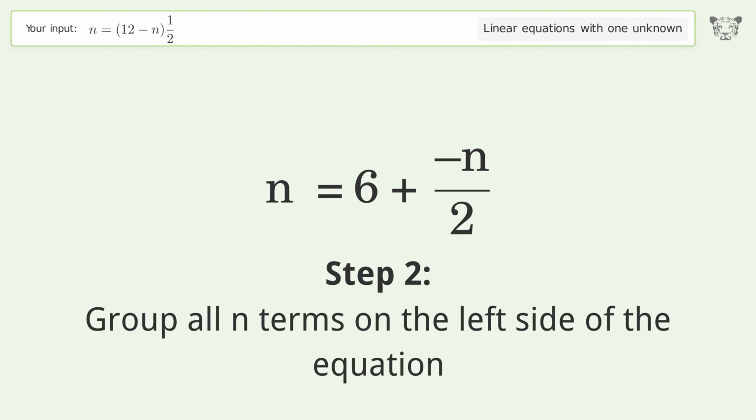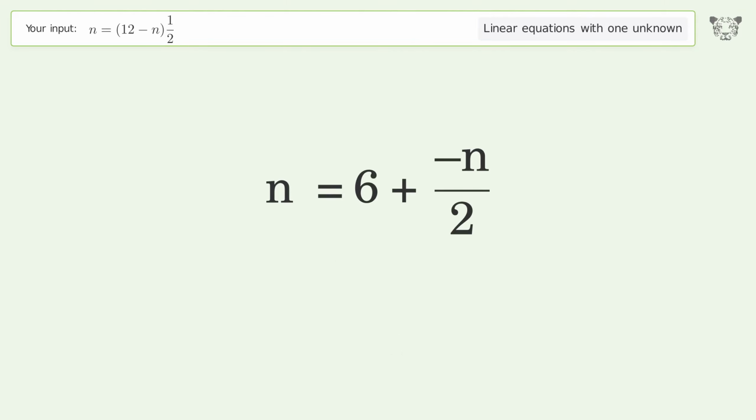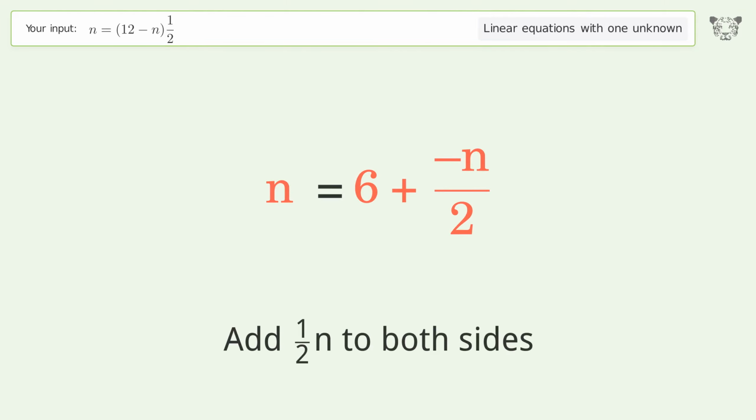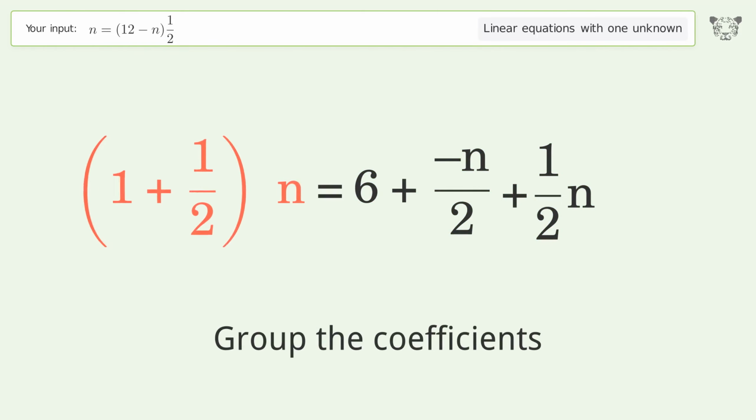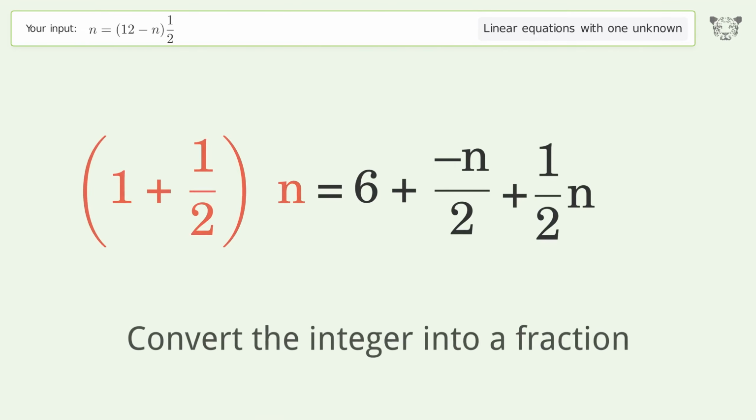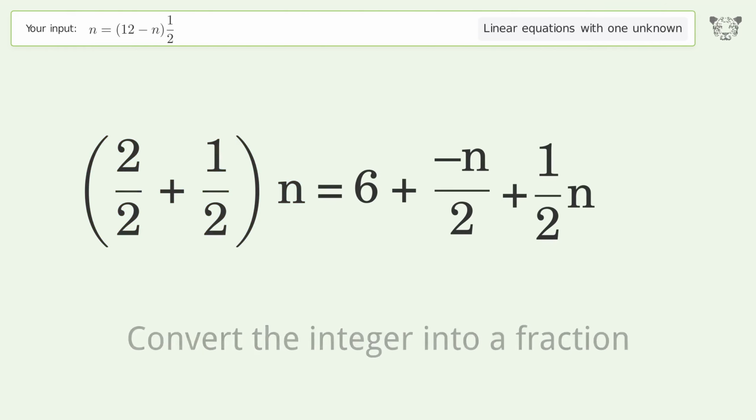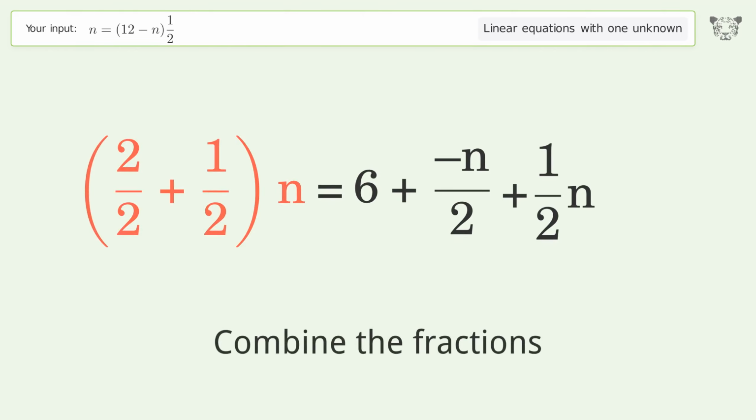Group all n terms on the left side of the equation. Add 1 over 2n to both sides. Group the coefficients. Convert the integer into a fraction. Combine the fractions.